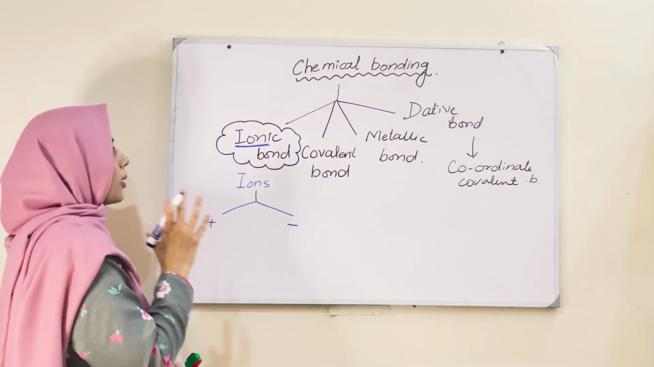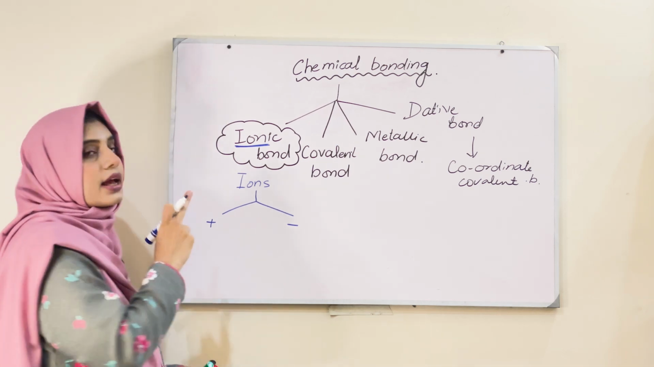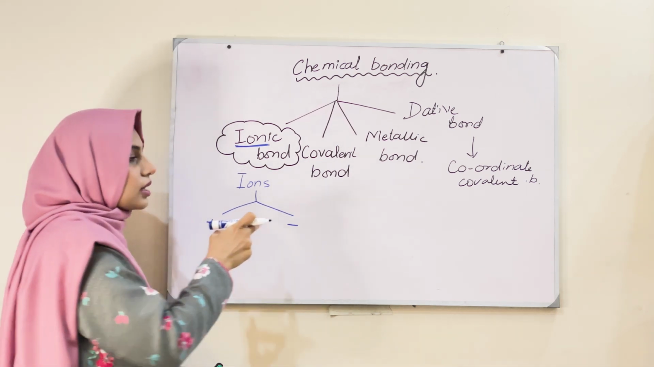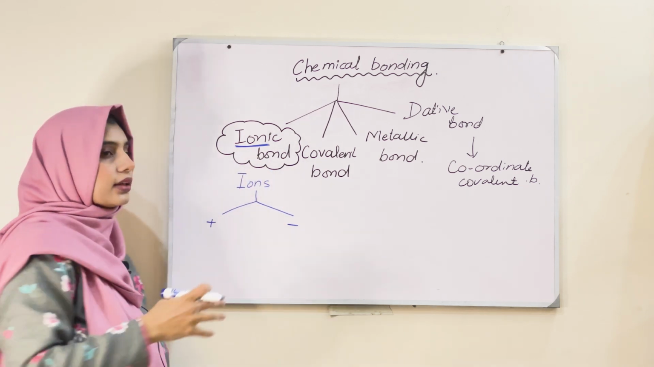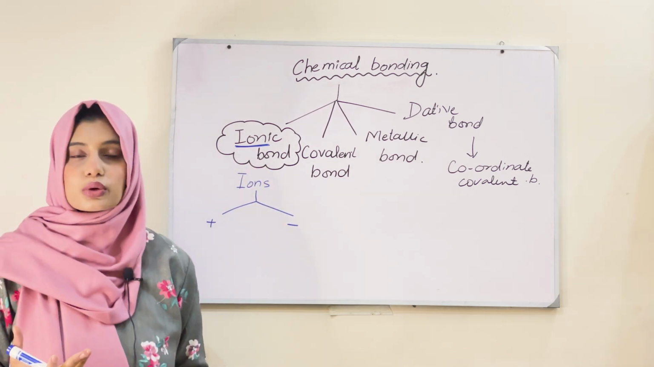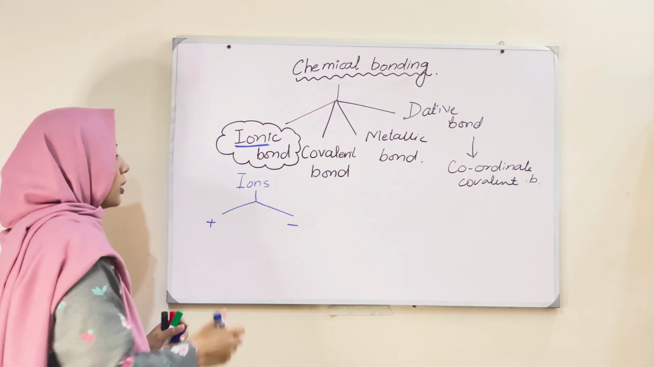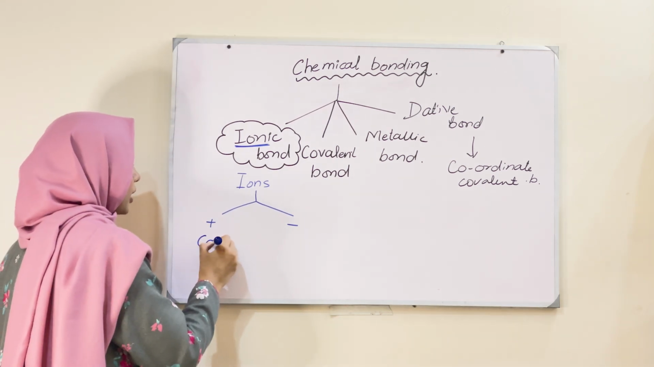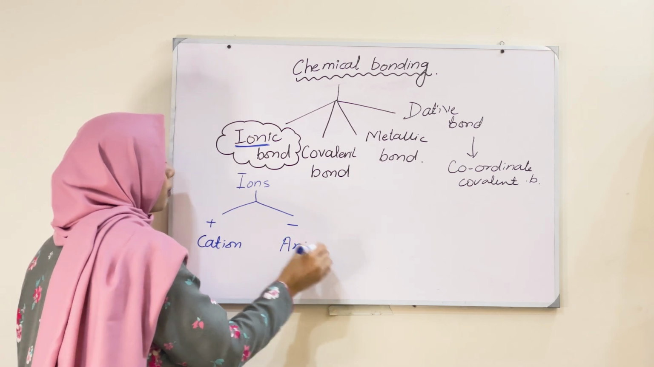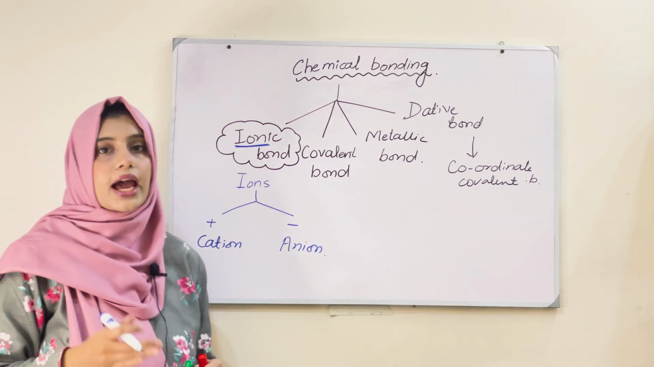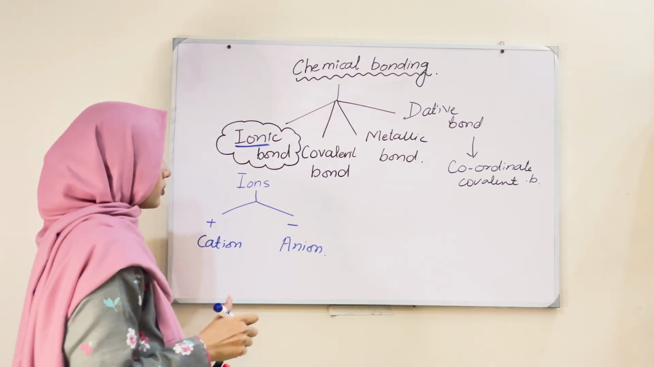So when elements having positive charges and having negative charges will combine together, it will be known as ionic bond, and the compound will be formed is known as ionic compound. So ionic bond is the bond between the cation and anion. When the bond is between cation and anion, this type of bond is called ionic bond.